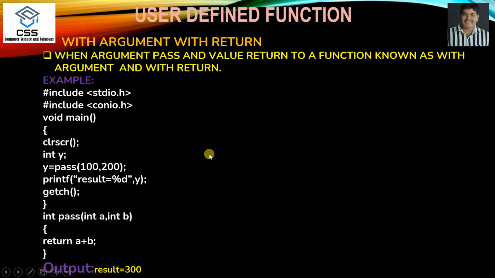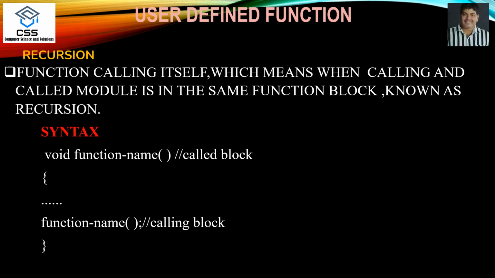So the four function prototypes have been discussed: without argument without return, without argument with return, with argument without return, with argument with return. Then we come to recursion.